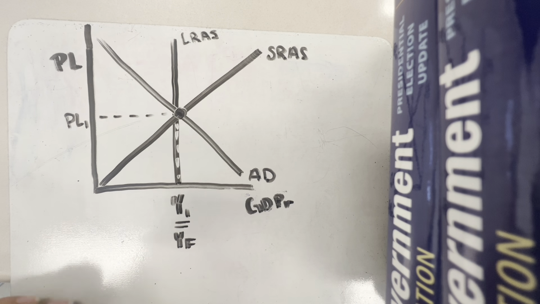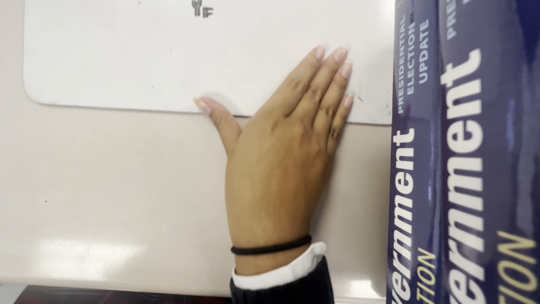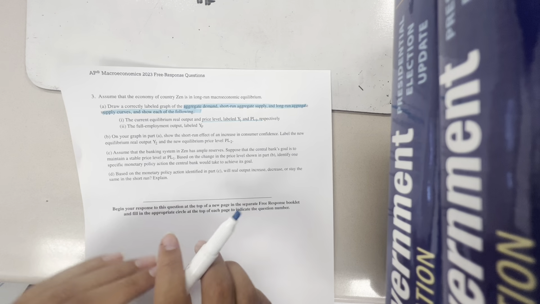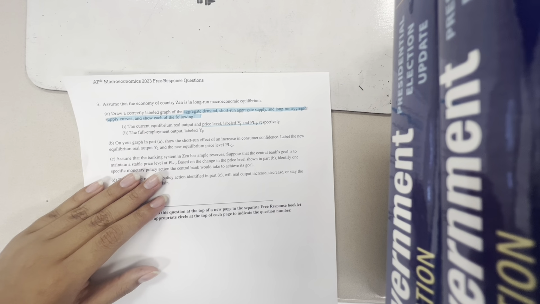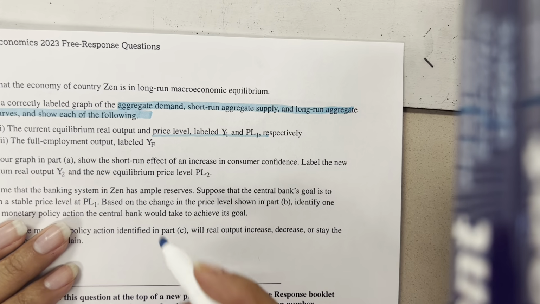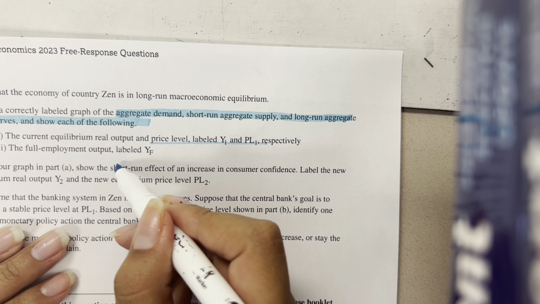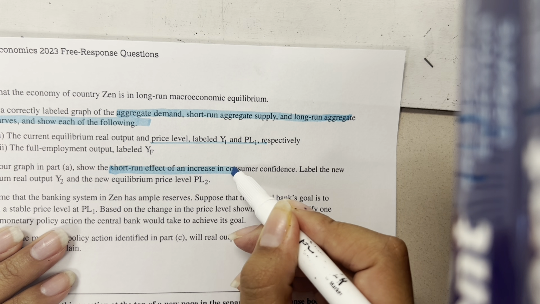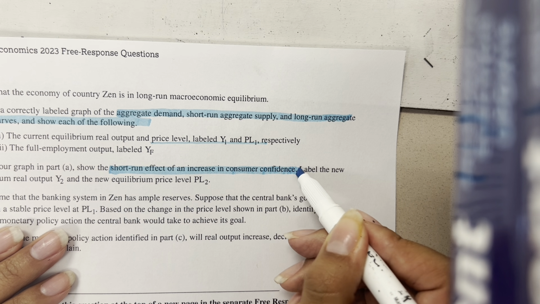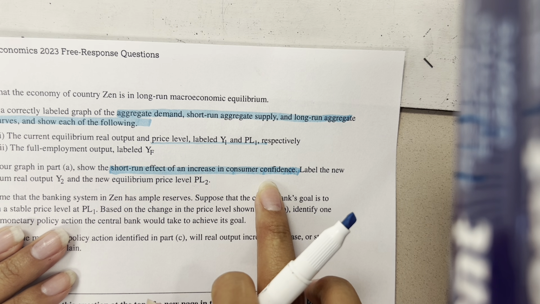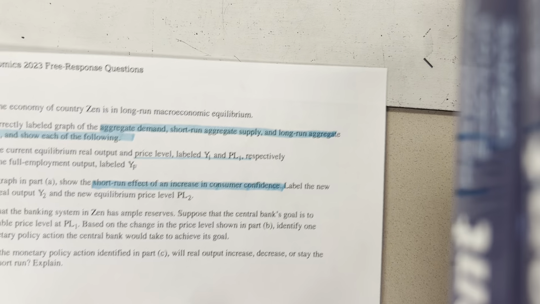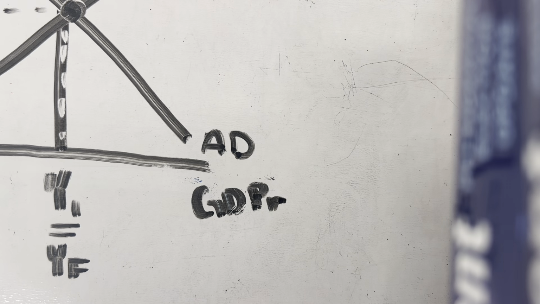Okay, and now we're going to be showing a shift. On our graph, we will show the short-run effects of an increase in consumer confidence. An increase in consumer confidence would mean an increase in demand. So this would shift our aggregate demand to the right, increasing our price level and real GDP.